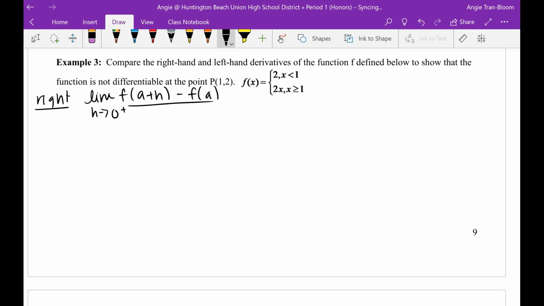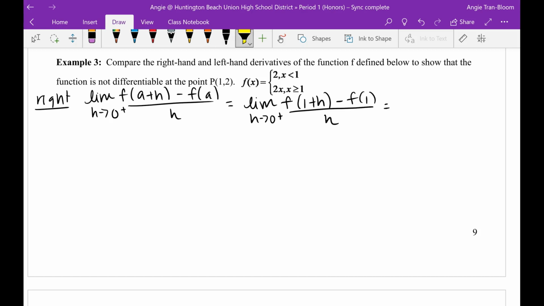Typically, I'm just going to plug straight in for a, but since this is practice and these are notes, I'm going to write out everything for us. So f of 1 plus h minus f of 1 all over h. As you can see, you already know what f of 1 is. f of 1 is 2. Okay, so the limit as h approaches 0 from the right.